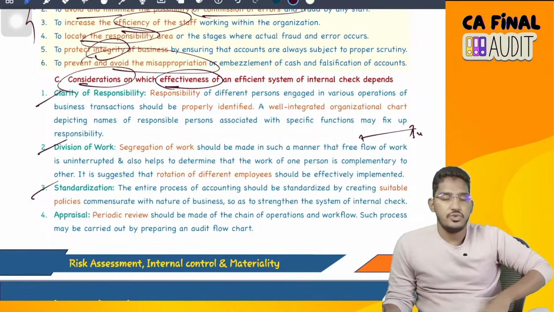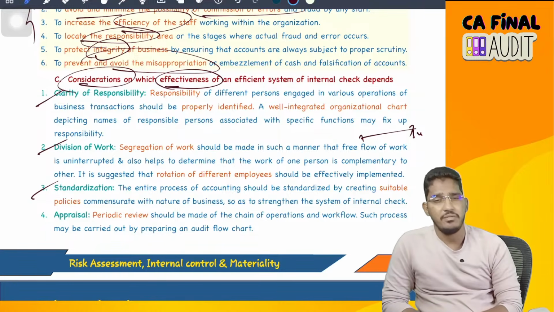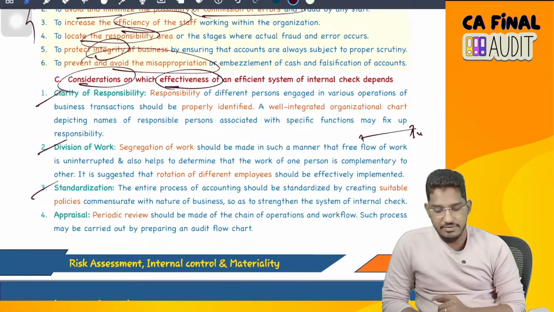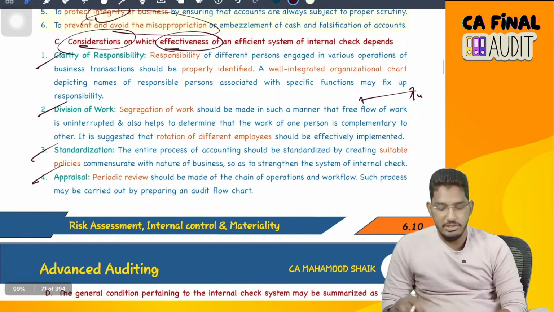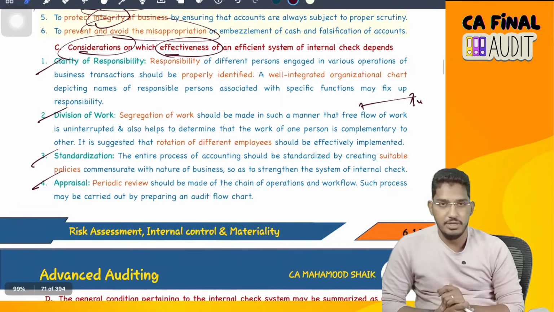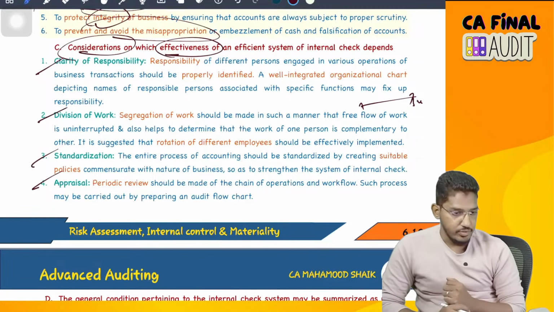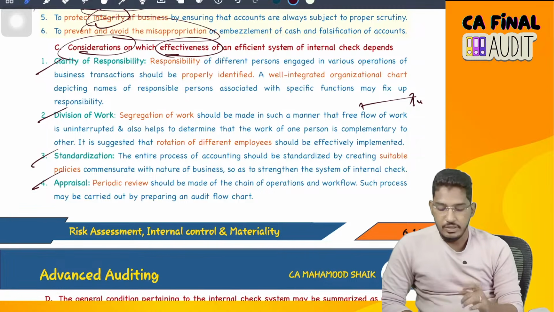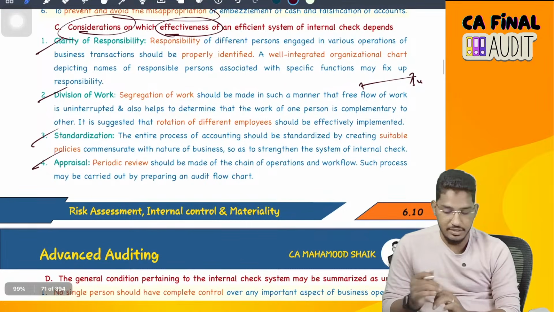And even standardization, to the extent possible, you have to standardize the process. Generally we achieve that standardization by way of SOPs. Organizations will have something called SOPs, and by way of those SOPs, organizations should try to achieve standardization. And appraisal: periodically you have to review whether each person is doing the work properly, and whether each person is reviewing the previous person's work or not. That periodical review also should happen. Okay, so these are the considerations regarding an effective internal check system.